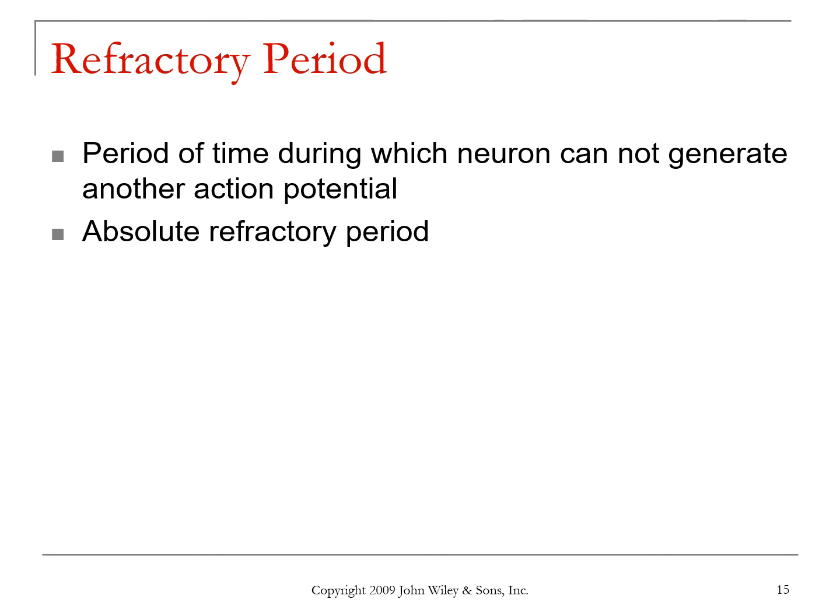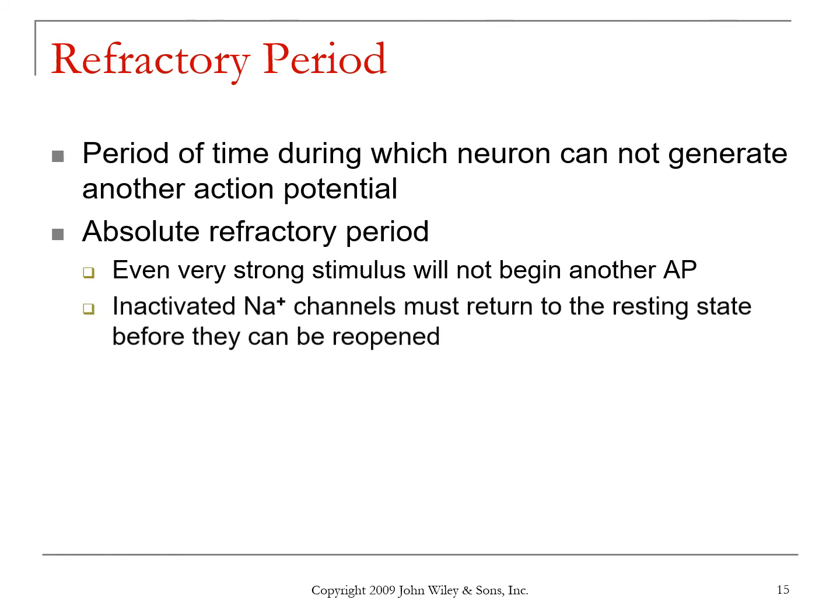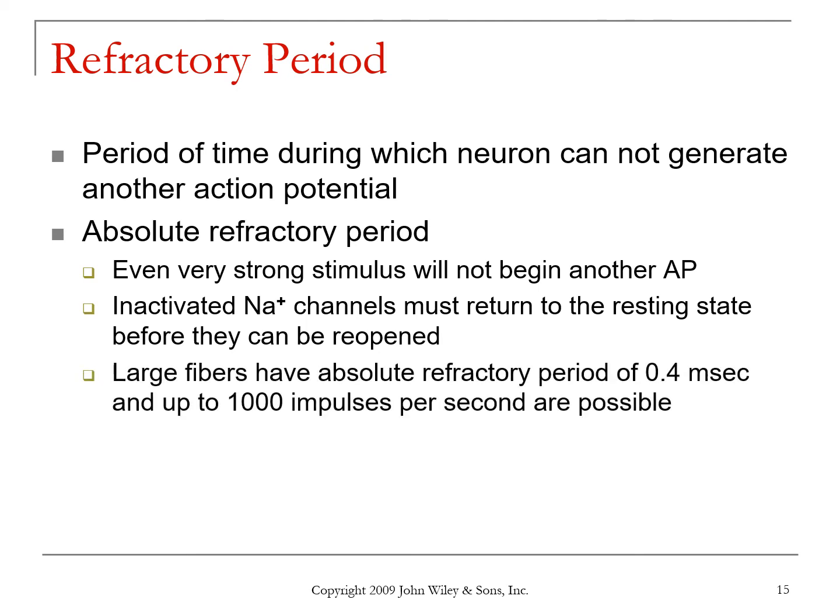The absolute refractory period is when the neuron is in depolarization and early repolarization, and even a very strong stimulus will not generate another action potential. Essentially, the cell has to reset before it can experience a new action potential. The sodium channels must return to their resting state before they can be reopened.